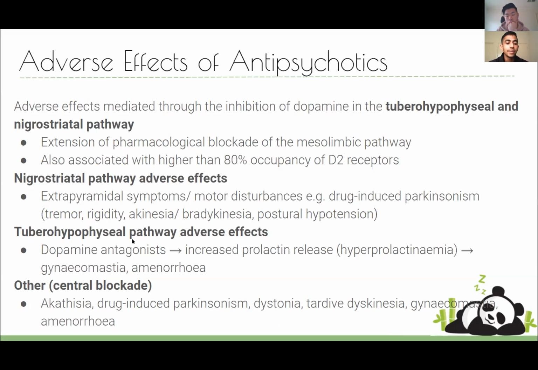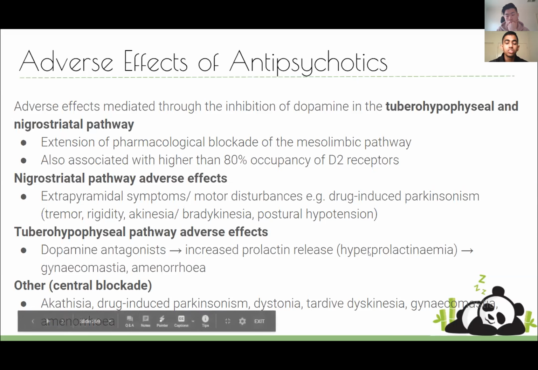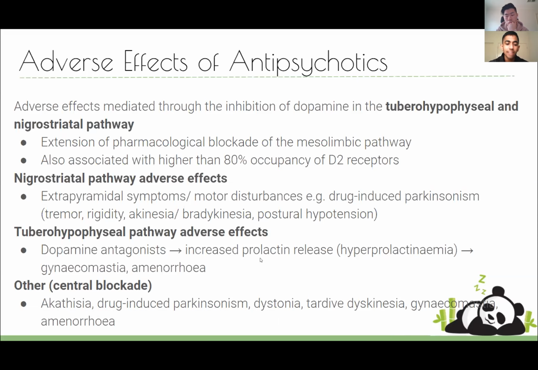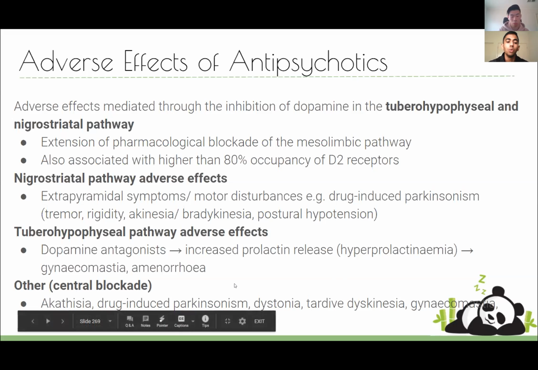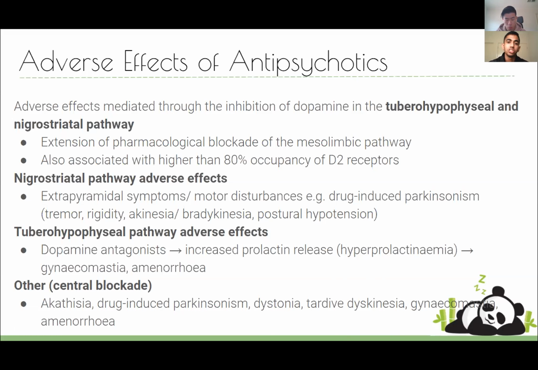We can get dopamine antagonists working in our tuberohypophyseal pathway. If we are inhibiting those pathways, we're going to get increased prolactin, which is going to give us our prolactin symptoms, such as gynecomastia, amenorrhea, things like that. And we can get other central blockades. So not just in one or the other, we can get things happening everywhere. Yep. So those are the basic principles behind the adverse effects of antipsychotics.